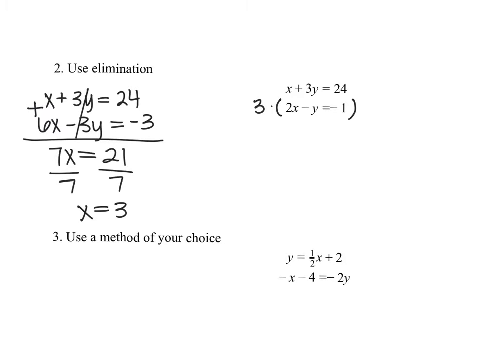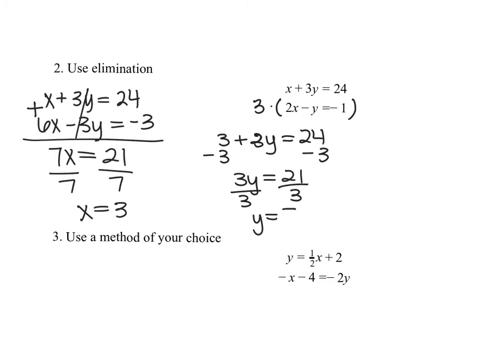Now that I know what x is, I plug it into one of my original equations to solve for y. I'm going to pick the first equation. So we have 3 plus 3y equals 24. We're going to subtract 3 from both sides, so we get 3y equals 21. And then we're going to divide both sides by 3, and we get y equals 7.